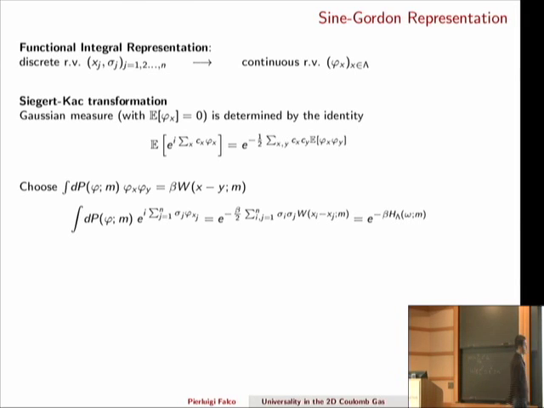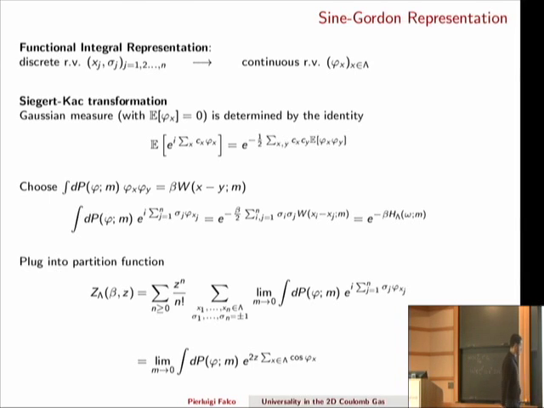Just using this formula here. So basically, I'm saying that the density, the probabilistic weight of a configuration, can be written as the expectation of a Gaussian measure of this exponential linear combination of Gaussian random variables. And if you go on with this analogy, you discover that the partition function is the Gaussian measure of e to the basically z cosine of the random variables.